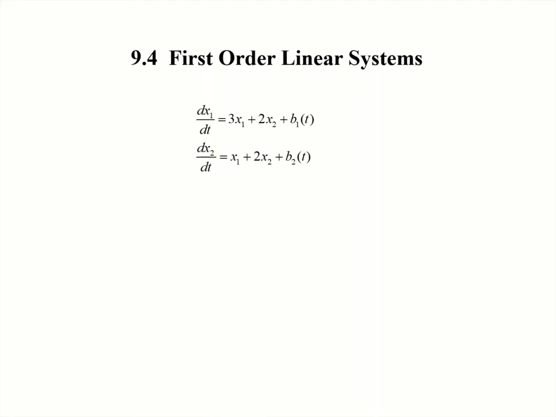So let's go ahead and take a look at a first order linear system. There's one right there. And notice that our independent variable is t now. So we're going to be working on t. And instead of having our other variables be x and y, we're going to call those other variables x1 and x2.